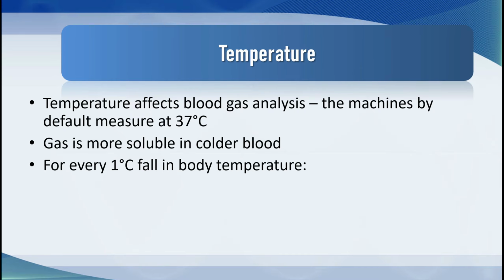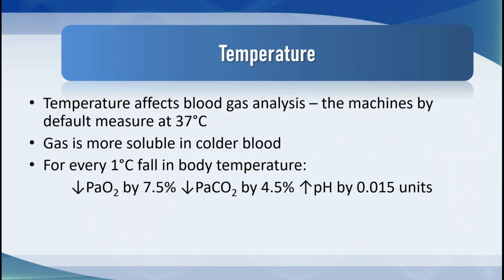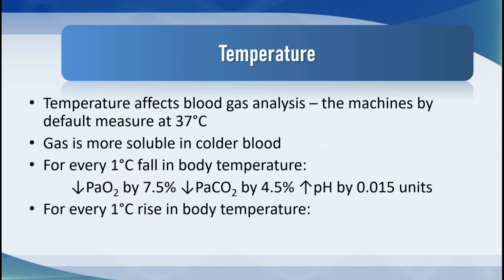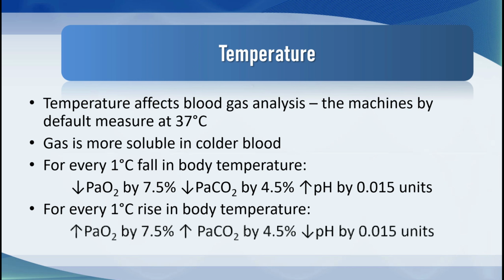So for every 1 degree Celsius fall in body temperature, the PaO2 drops by 7.5%, the PCO2 drops by 4.5%, but the pH goes up by 0.015 units because water dissociation reduces. For every 1 degree Celsius rise in body temperature, the PaO2 goes up by 7.5%, as warm blood holds less dissolved gas. The CO2 rises by 4.5%, and the pH goes down by 0.015 units because of water dissociation.